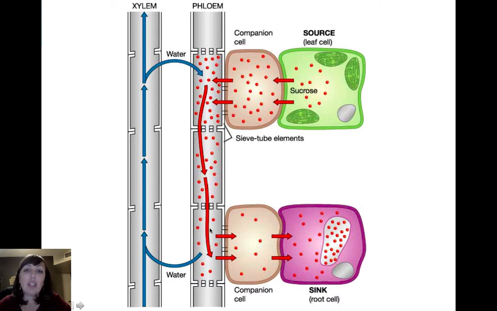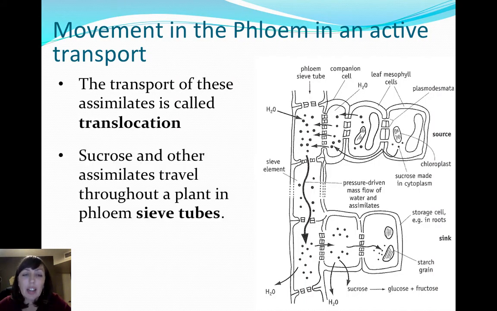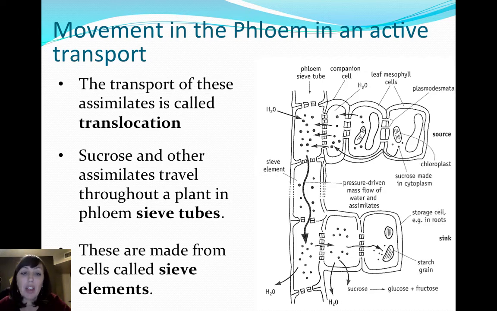And this is the process of translocation, right? Moving food or assimilates, okay, sucrose, from one place, the source where they're created and stored, into sink cells where they're being used for growth or storage or a few other purposes. Okay, so the transport, again, is called translocation. Sucrose and other assimilates travel throughout a plant in these sieve tubes. Okay, so the sieve tubes are part of the phloem, and they're made of cells that are called sieve elements.